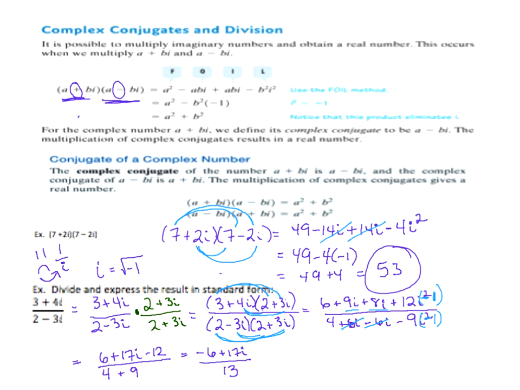I cannot leave it like this. This is not standard form. I've got to put it in a plus bi form. So my final expression here is negative 6/13 plus 17/13 i.